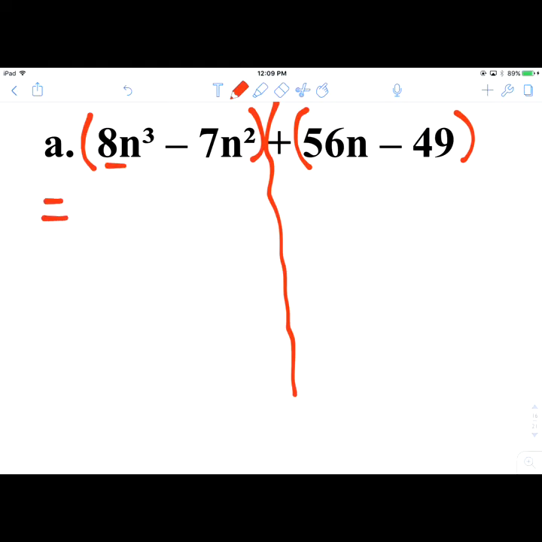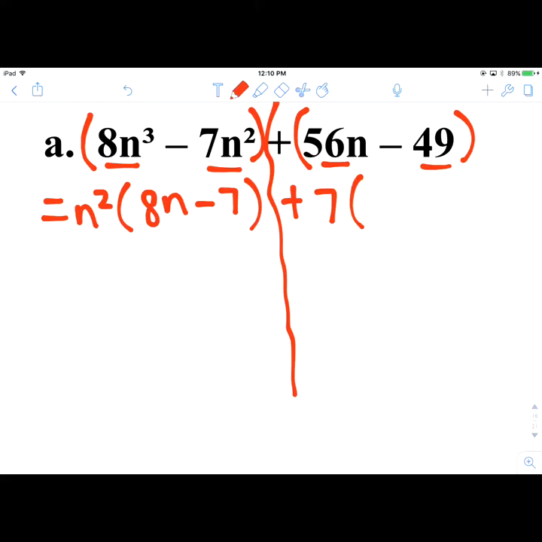In this case, between the first two terms, I see that there's an n squared in common. So we're going to factor that out just like the distributive property in the old way. We have 8n minus 7 left in the first group. And then there's a plus sign in between the two parentheses, so we're going to bring that down. Looking at the second two terms, we have 7 in common. So factor that out, and we have 8n minus 7.